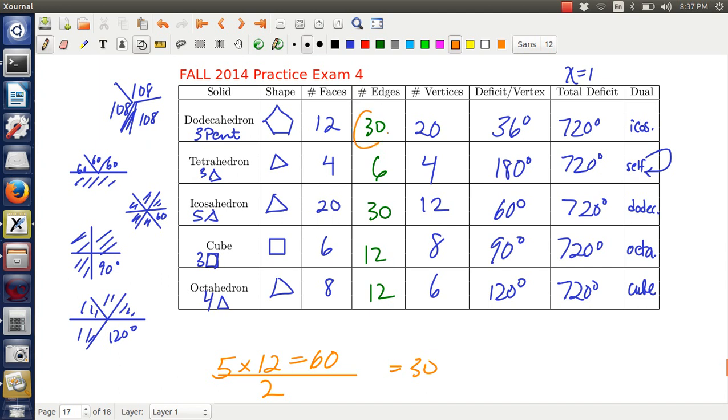So you could do that for each of these shapes, and then you wouldn't have to use chi at all, and you'd still get all the same answers. Okay, hope that was fun.